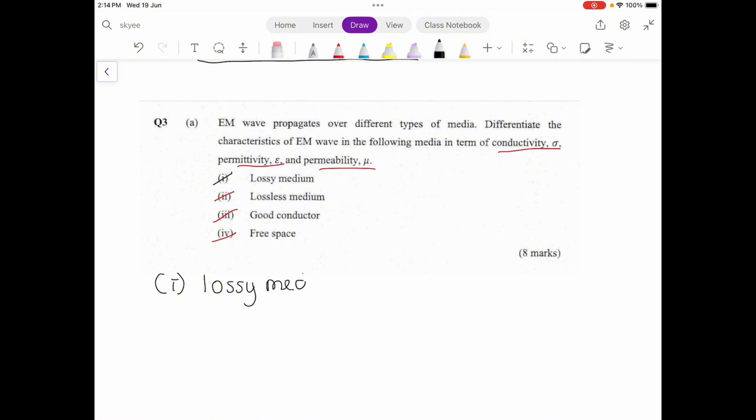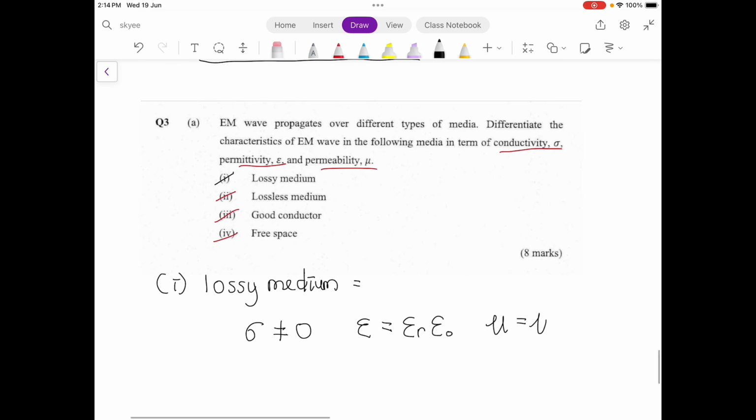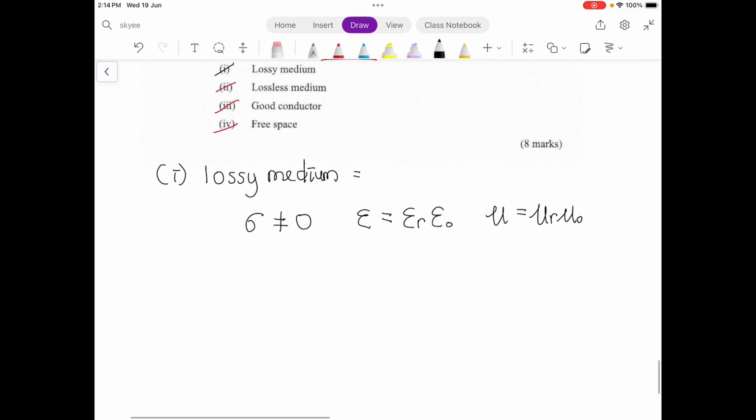So for lossy medium, the conductivity is not equal to 0. You can refer to your notes, this one is in your notes. The permittivity epsilon is equal to epsilon r times epsilon naught, and the permeability is equal to the multiplication of mu r and mu naught. So this one is for lossy medium. As for the lossless medium.